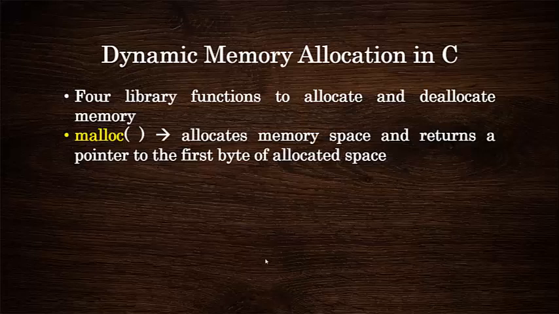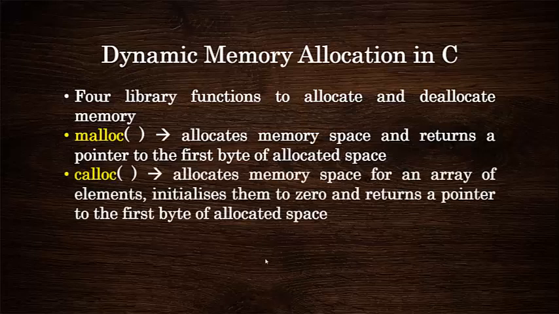And calloc also allocates the memory space for an array of elements, and it initializes them to 0, and again it returns a pointer to the first byte of the allocated space. That is similar to your malloc. So basically both these functions, malloc and calloc, are going to reserve some memory space, and they are going to return a pointer to the first byte of the allocated space.